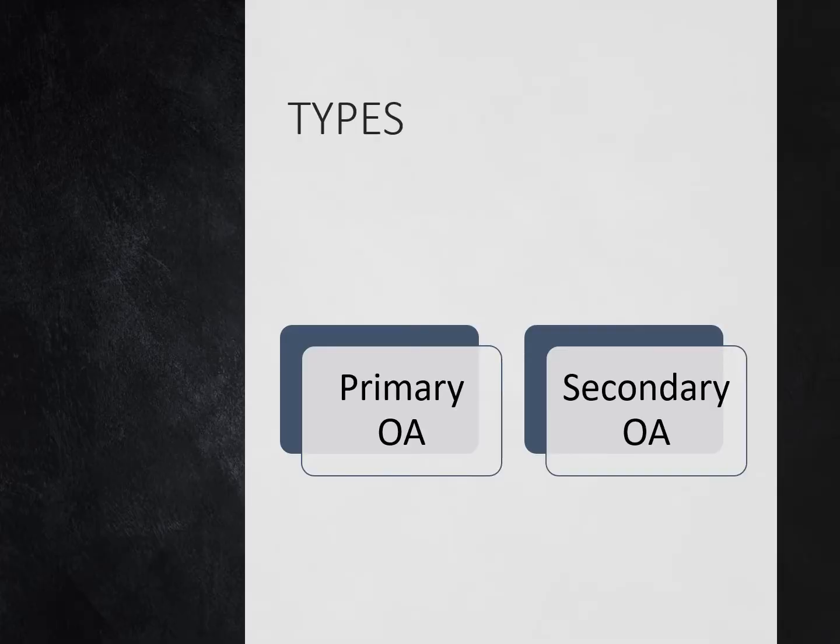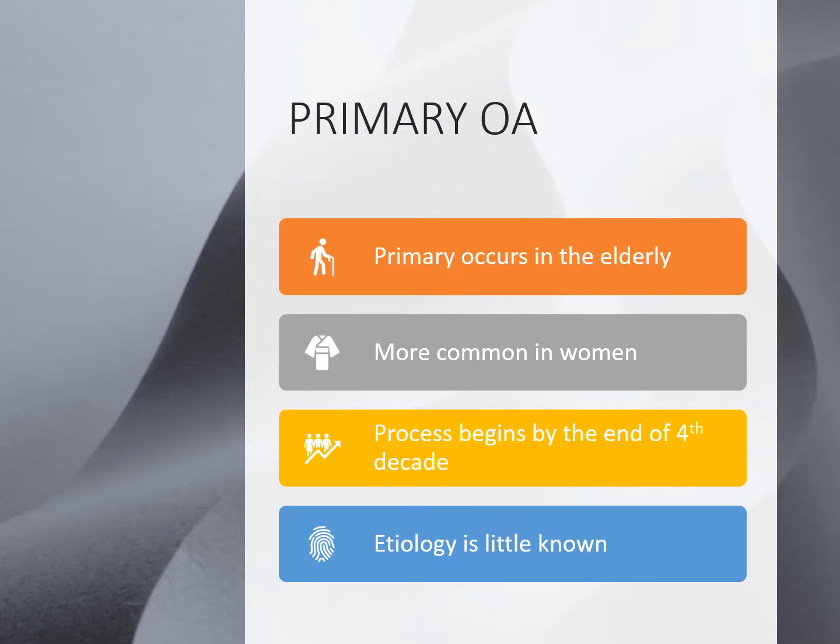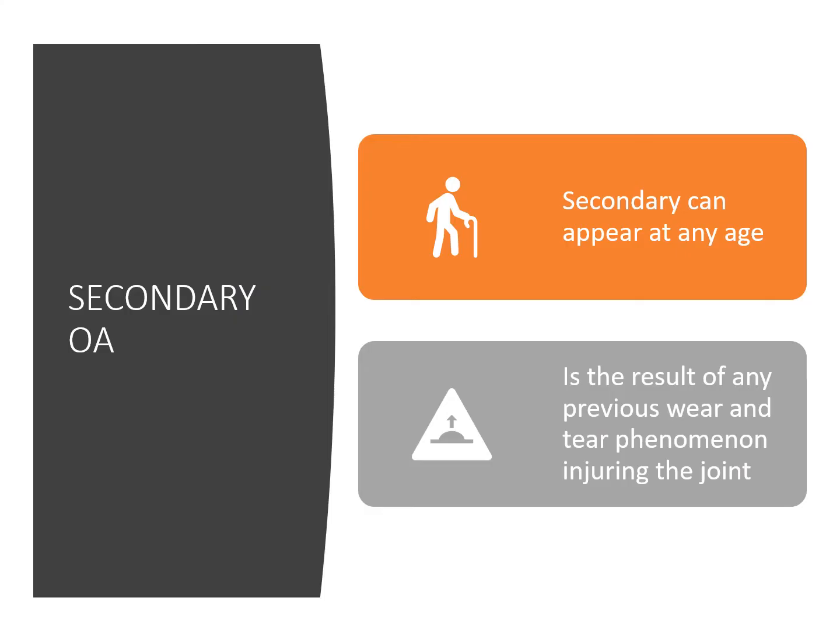So OA is primarily of two types, the primary OA and the secondary. When we say primary OA, it occurs commonly in elderly people. It is more common in females and the process of degeneration begins at the end of the fourth decade of life. The etiology is not known, it is idiopathic in nature. The secondary OA can appear at any age. It is a result of a previous trauma, because previous wear and tear of the articular cartilage or the joint can result in OA.